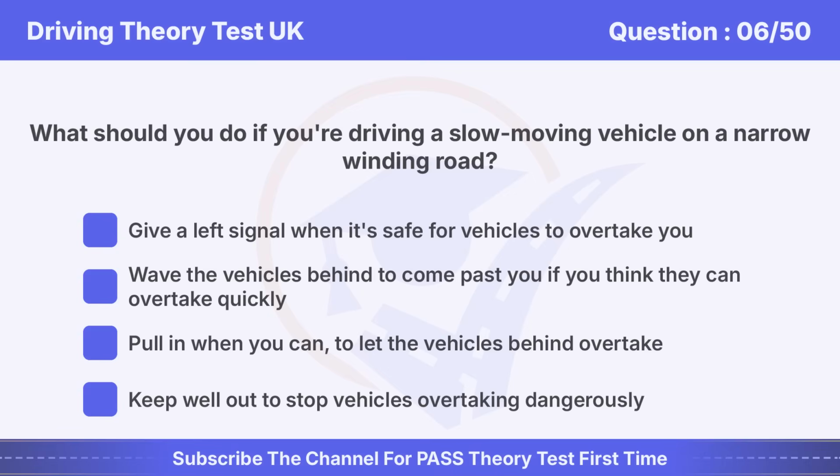Question 6. What should you do if you're driving a slow-moving vehicle on a narrow winding road? Option A. Give a left signal when it's safe for vehicles to overtake you. B. Wave the vehicles behind to come past you if you think they can overtake quickly. C. Pull in when you can to let the vehicles behind overtake. D. Keep well out to stop vehicles overtaking dangerously.